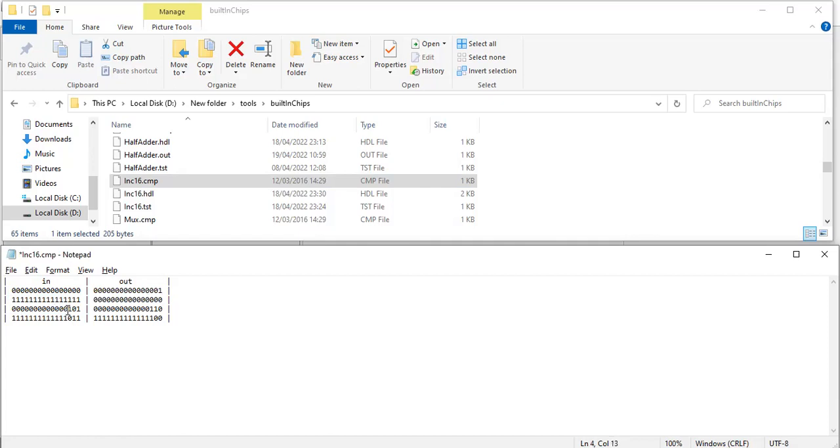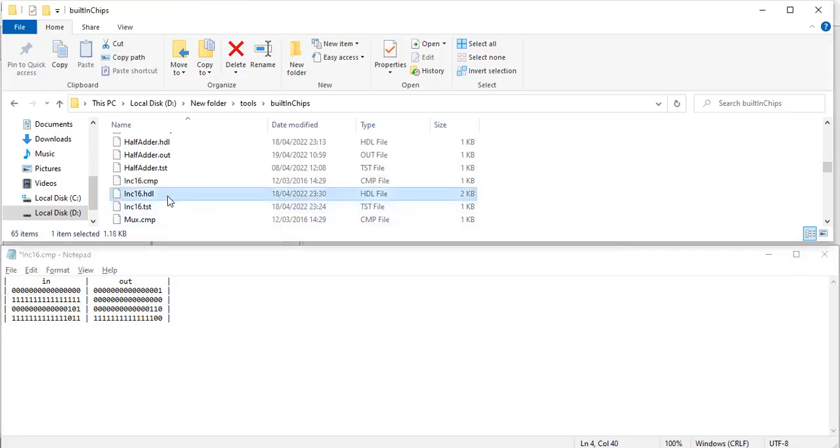So what if ang input is 101, the output would be 110. So giplasan lang yun og 1. That's the purpose of the incrementer. So unsa itsura sa atong incrementer in terms of HDL file.